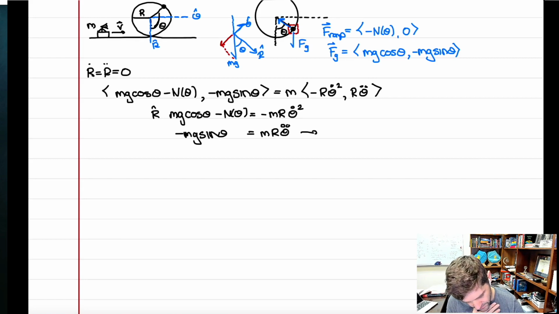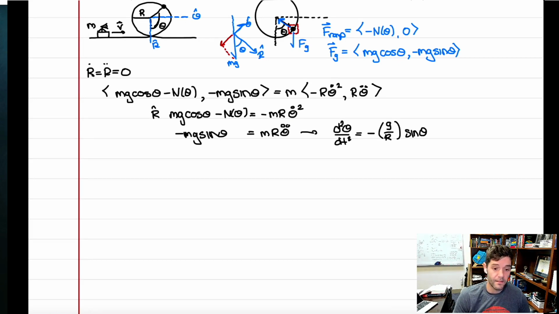And then the second equation looks like it's negative mg sine theta equals m r theta double dot. I can divide through by m, I can divide through by r, and it looks like the second derivative of theta as a function of time is negative g over r, both constants, sine of theta. Theta, remember, also being a function of time, hence the second derivative. This is not a trivial differential equation to solve. It involves Jacobi elliptic integrals and things get complicated.